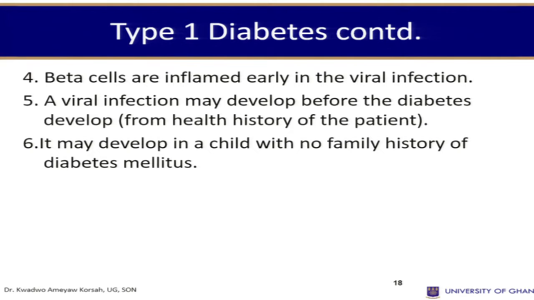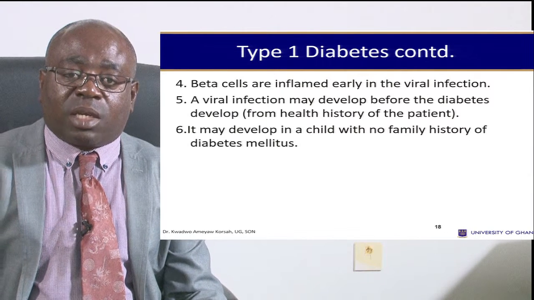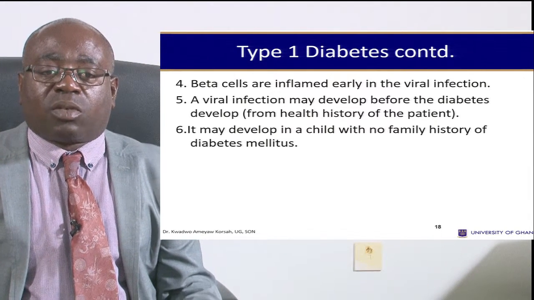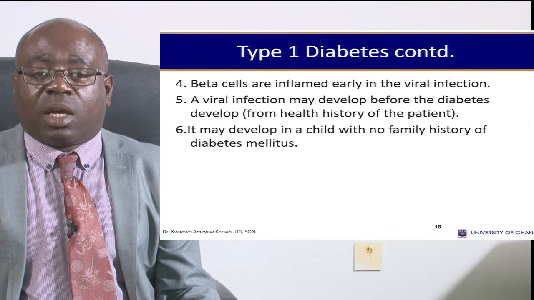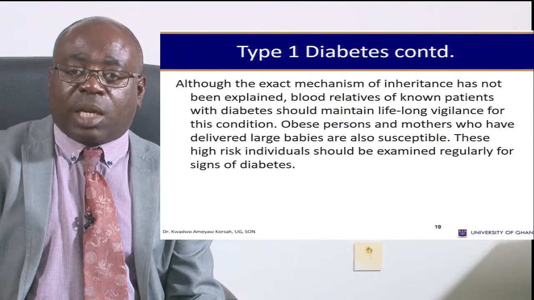Beta cells are inflamed early in the viral infection, and the viral infection may develop before the diabetes develops, and that can be obtained from the health history of the patient who is affected. And it may develop in a child with no family history of diabetes mellitus as well.